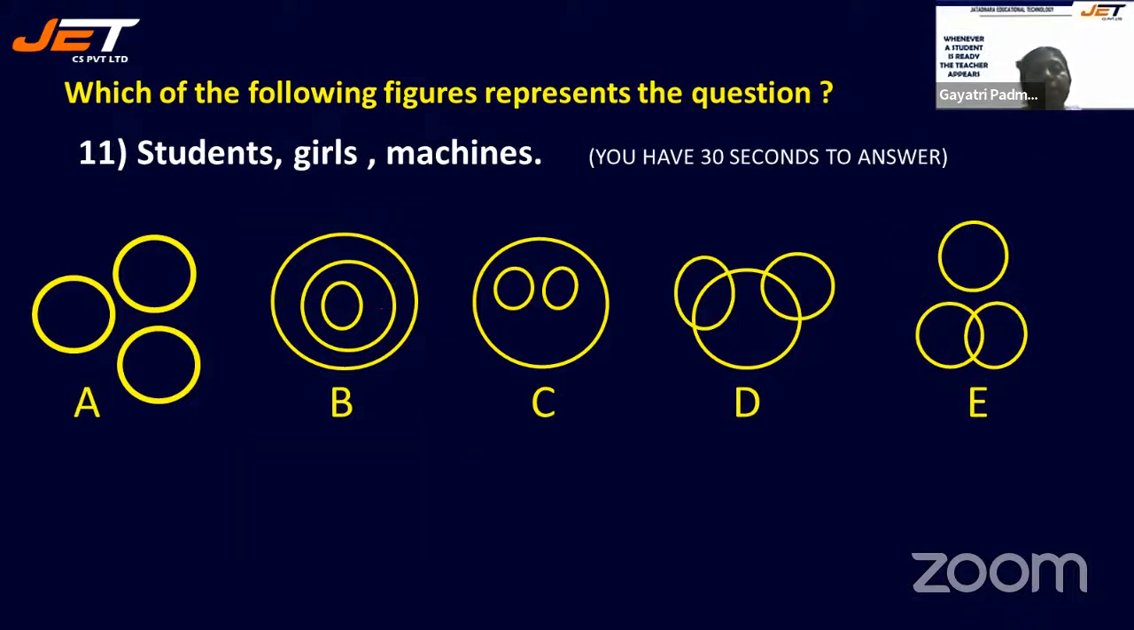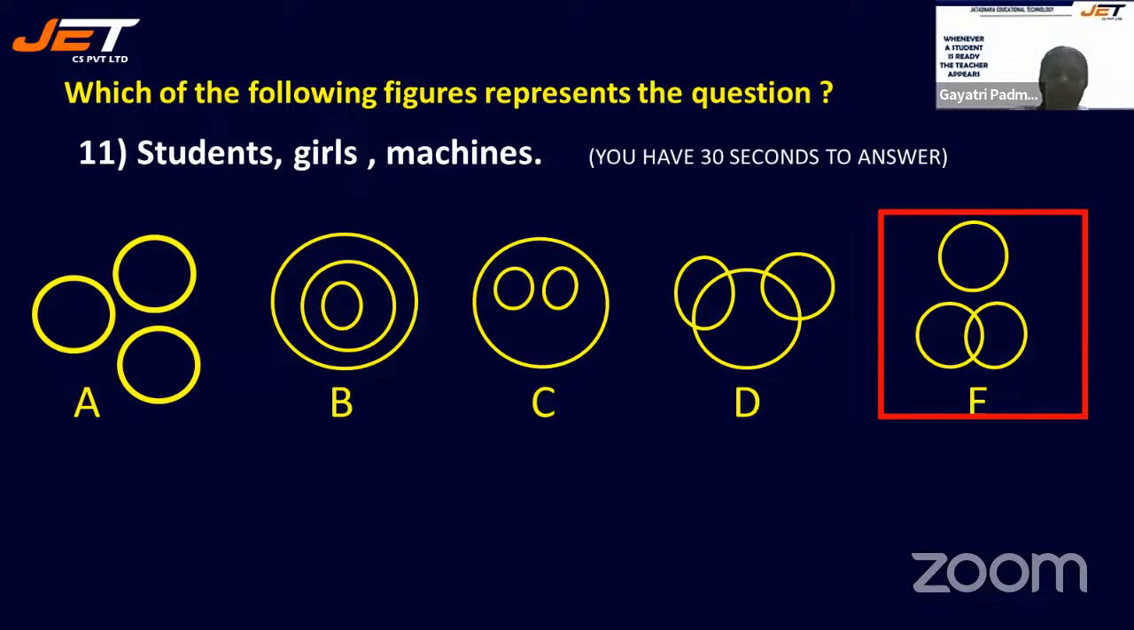You have students, girls, machines. So 30 seconds time is given. Your 30 seconds is already started, right? So quickly try to answer and give the correct option. All right. So you have students, girls, machines, right? So just think for a while before you answer so that we can do it correctly. So your 30 seconds is almost going to get over, students. So do it very fast.